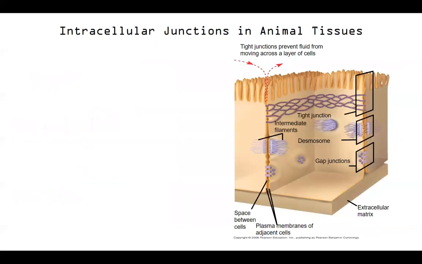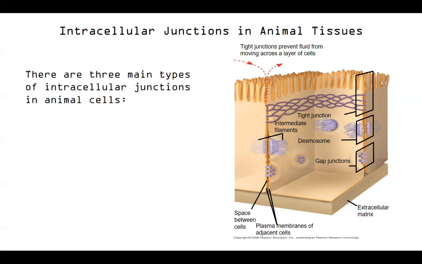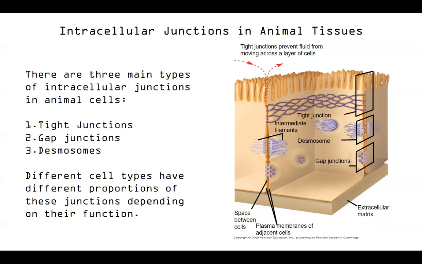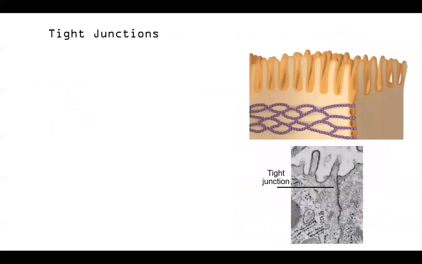So in order to combat this challenge, we have a lot of intercellular junctions in animal tissues. There are three main types of intercellular junctions in animal cells: tight junctions, gap junctions, and desmosomes. Here we're going to be looking at a few different types in different cells. And again, while these can all be present in one cell at the same time, different cell types may have different proportions depending on what that cell's function might be. So let's look at tight junctions first.